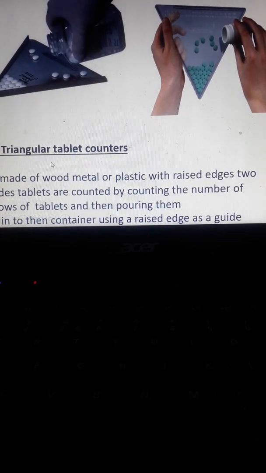Okay, so we go now to triangular tablet counters. This one is made of wood, metal, or plastic, with a raised edge. Tablets are counted on two sides, counting the number of rows of tablets, then pouring them. Especially bottled tablets, like ascorbic acid or other vitamins, you have to pour them into the container using the raised edge as a guide. So that is known to be the triangular tablet counter.